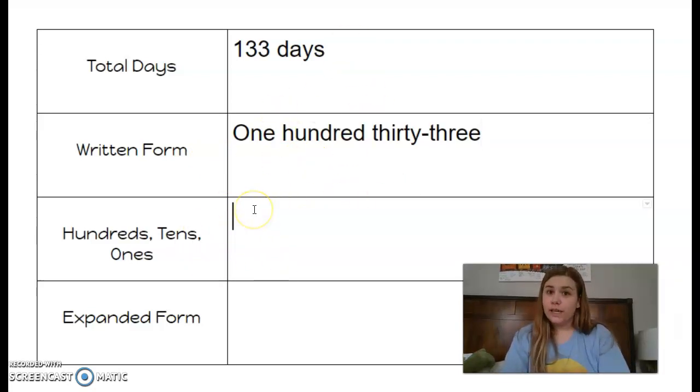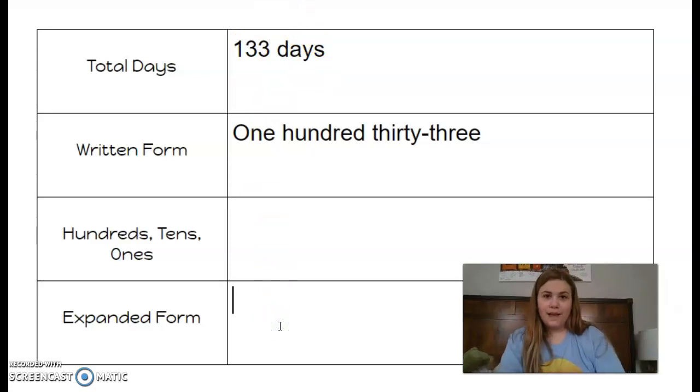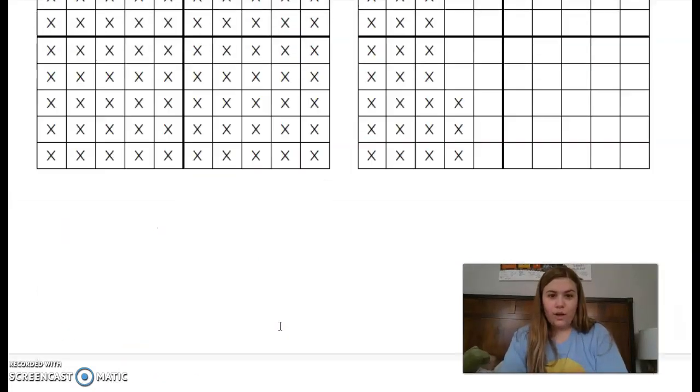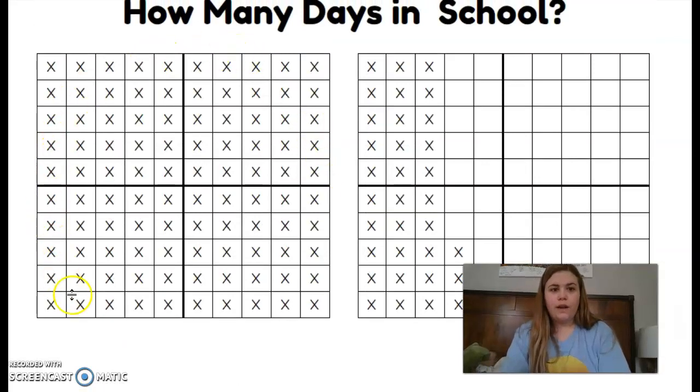Now your question is going to be how many hundreds, how many tens, and how many ones are in the number 133. Expanded form is going to be my equation. So let's take a look here. I'm going to look right here. And how many are right here? We know that there are 10, 20, 30, 40, 50, 60, 70, 80, 90, 100.